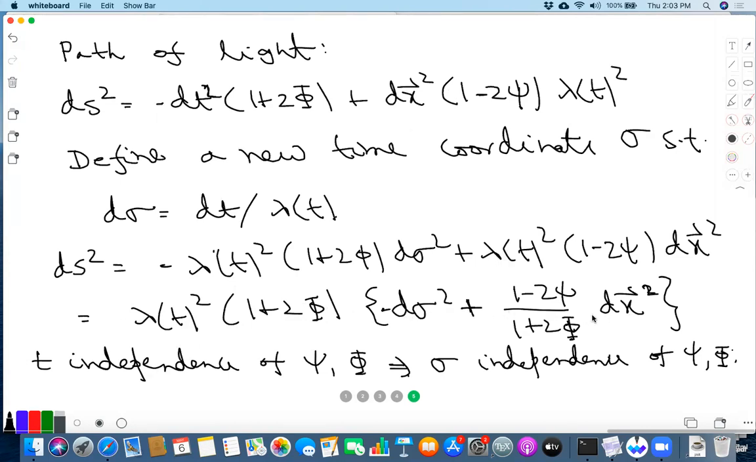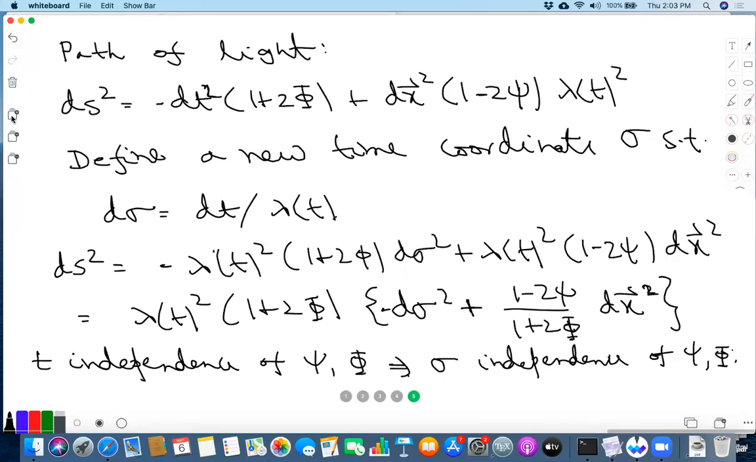But this metric is much easier to analyze, because here you see that this minus d sigma square part just separates out completely from the rest, because neither psi nor phi depends on sigma. So it's as if you have a product space: there is a time part, and then there is a space part, where the metric depends on the space coordinate.